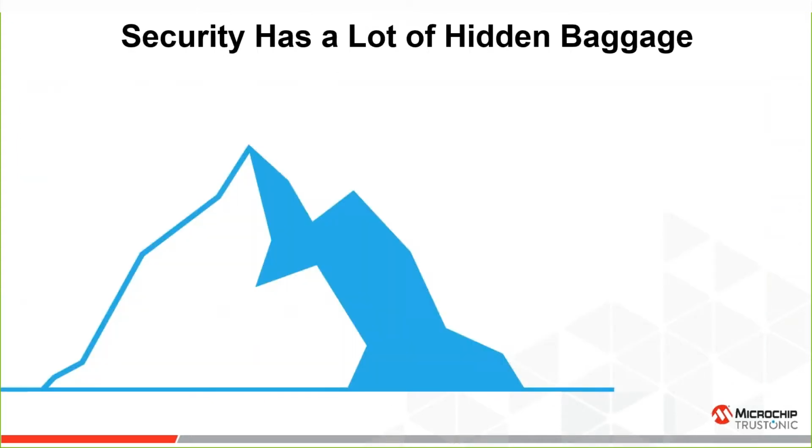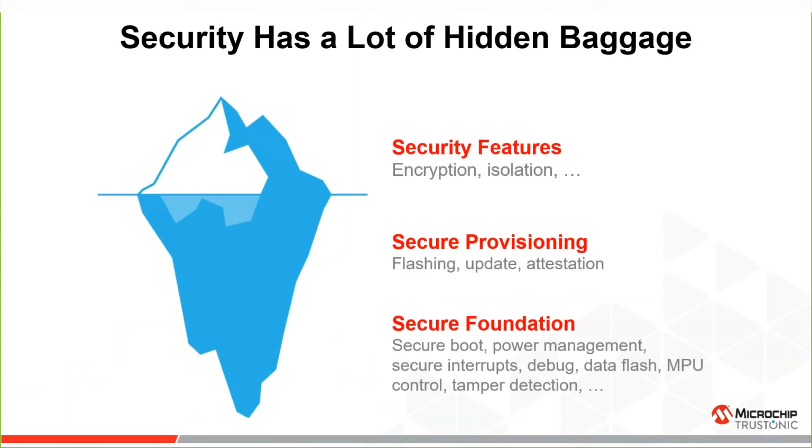The other part about security, and we found this time and time again, is when you come to building, you think you have this mountain to climb, and then you find that actually that's only half of the problem. It's more of an iceberg than a mountain. You've got the security features you know about, the encryption or the isolation or whatever it is you want to do. But under the surface, there are many things you have to get right, and if you don't get them right, you won't have a secure device.